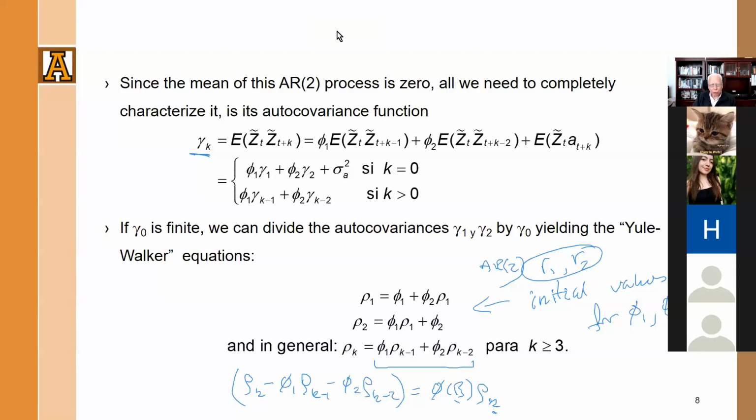And that's a model with two parameters, phi 1 and phi 2.